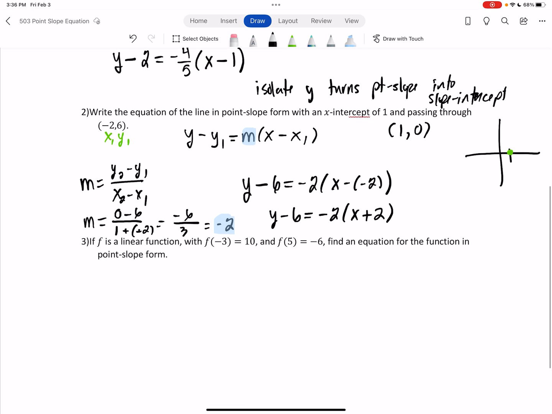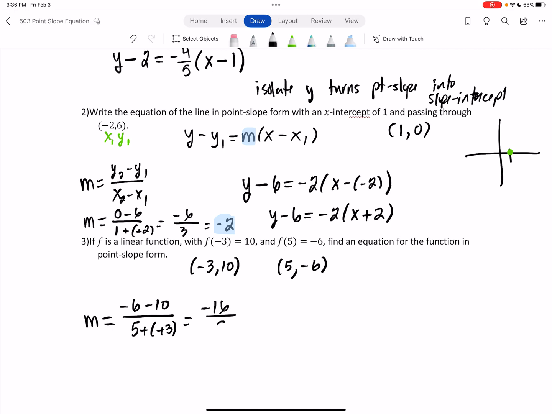Okay, so one more. If f is a linear function with f of negative 3 equal to 10, so remember that corresponds to the point x equals negative 3, y equals 10, and f of 5 equals negative 6, so 5, negative 6. Find an equation for the function in point-slope form. So I have 2 points. I'm going to find the slope first. So negative 6 minus 10 over 5 minus negative 3. So negative 16 over 8. The slope is going to be negative 2.